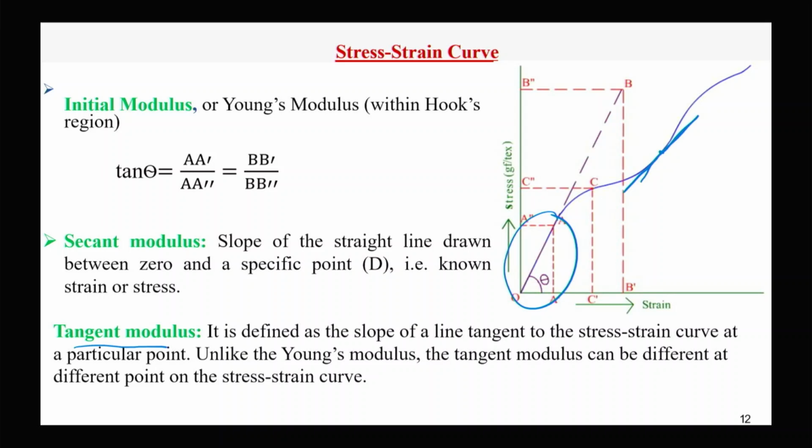In textile material, for apparel purposes at least, we normally deal within the Hooke's region. But for technical textiles, we may reach beyond the Hooke's region. So there the tangent modulus is important.